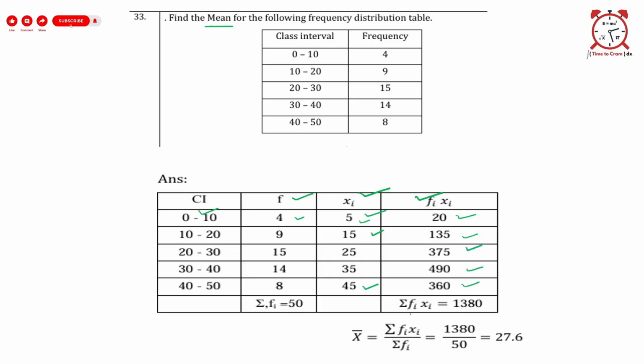And then sigma means total. If you total them, then 1380. Same way you have to total the frequency, sigma fi, which is 50. This is the mean formula: x bar equals sigma fi xi divided by sigma fi. After keeping the values and dividing, we will get 27.6. This is the mean of the given data.